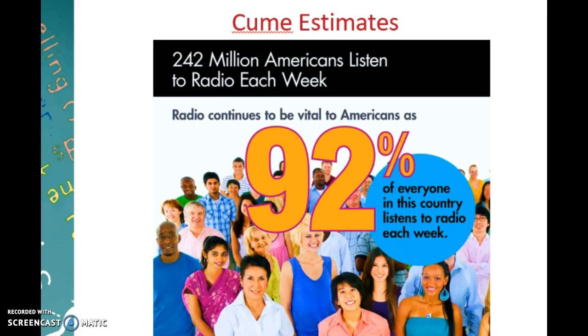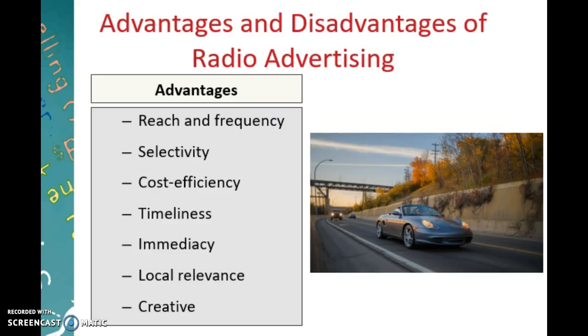Cum persons is the total number of different people who listen to a radio station for at least 5 minutes in a quarter hour within a reported day part, also called unduplicated audience or reach. The cum rating is the cum persons expressed as a percentage of the population being measured. The principal advantages of radio are high reach and frequency, selectivity, and cost efficiency.